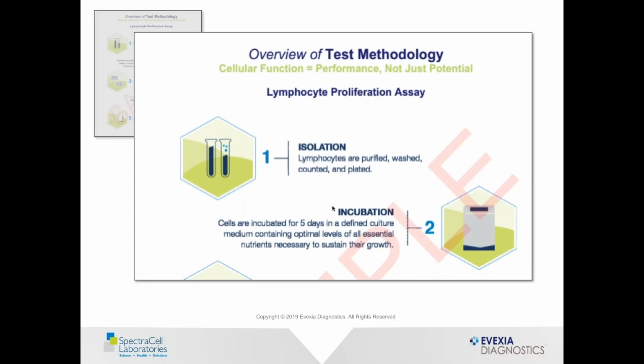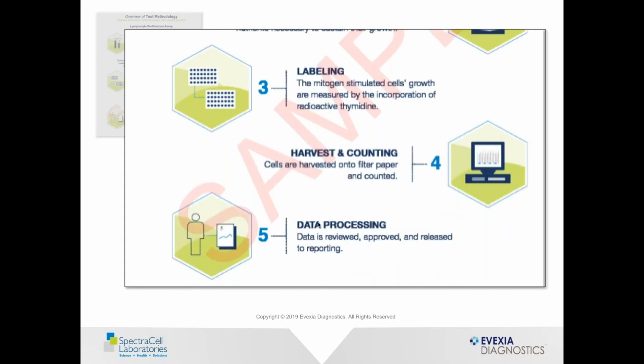to sustain their growth. Then they label them with radioactive thymidine. I don't know why I have trouble saying that word, but I do for a moment. And again, mitogen means a growth factor. Then they harvest the cells and count them, and then they process this data, the data that you just saw on the patient history report or the end report. That's how this works out.